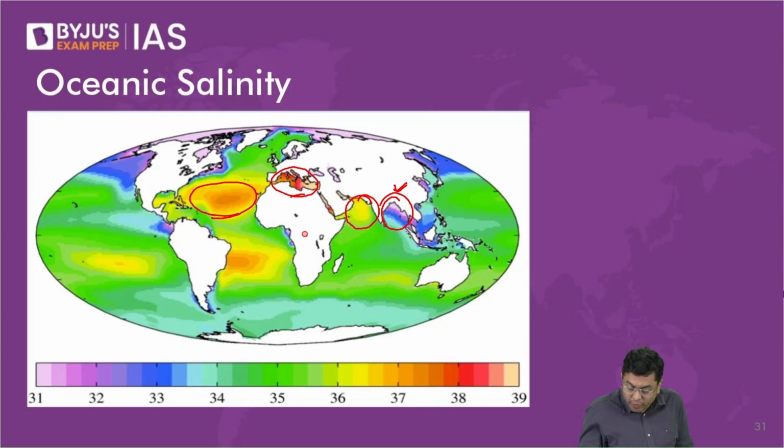Okay? Now here also you will observe salinity is low. Here also you will observe salinity is low. Here also. Why? All these are the regions for the influx of river water.